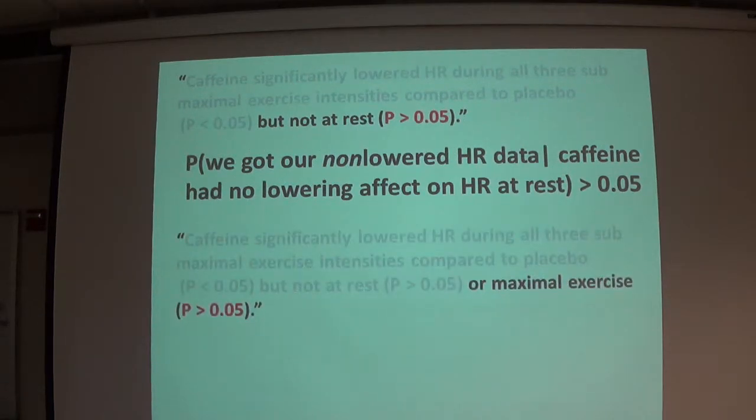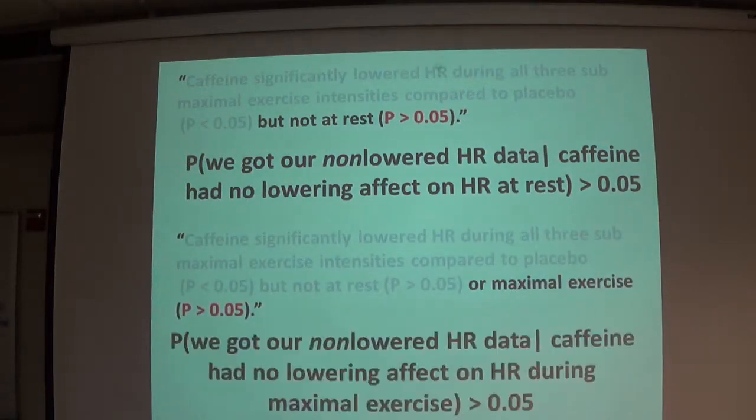Now, here's ones where there isn't a contradiction. We were expecting caffeine not to lower heart rate at rest, and guess what? It didn't lower heart rate at rest. Look at the p-value, bigger than 5%. We were expecting caffeine not to lower heart rate during max exercise, and guess what? It didn't. Bigger than 5%.